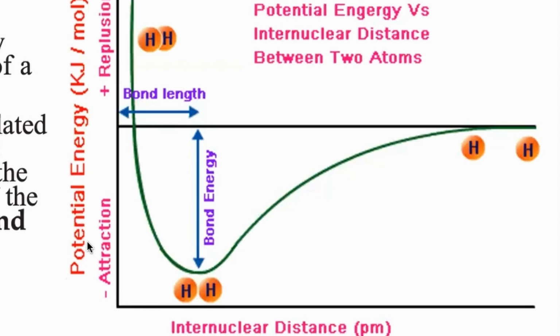So here we have the potential energy in kilojoules, the attractive force, the repulsive force, the bond energy, which is the energy released when the atoms form a covalent bond, and the bond length, which indicates the distance between the nuclei of the bonded atoms, which is also the internuclear distance. So the bond energy correlates with the potential energy, which looks more at the attractive force, while the bond length looks at the distance between the nuclei and correlates more with kinetic energy.